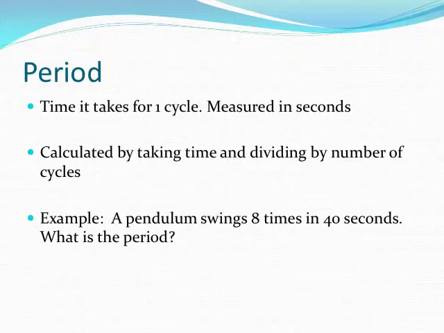So most of this should be a review. Period is the time it takes for one cycle, and you measure that in seconds. This is just like what we did in the lab. You calculate period if you have cycles and the time it takes by taking that time and dividing by the number of cycles, okay? So it's time on top, cycles on the bottom.